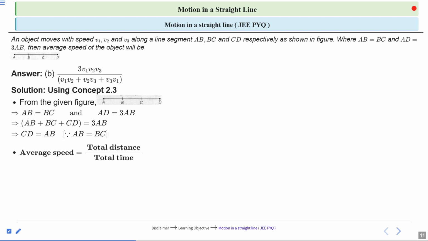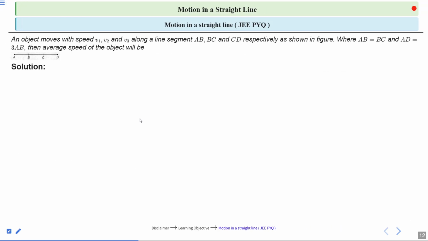So we know average speed is total distance upon total time. So total distance is AB plus BC plus CD, divided by total time, that is T1 plus T2 plus T3 for line segments AB, BC and CD. So this is the average speed. Let this be equation first. So average speed is AB plus BC plus CD divided by T1 plus T2 plus T3. This is from equation first.